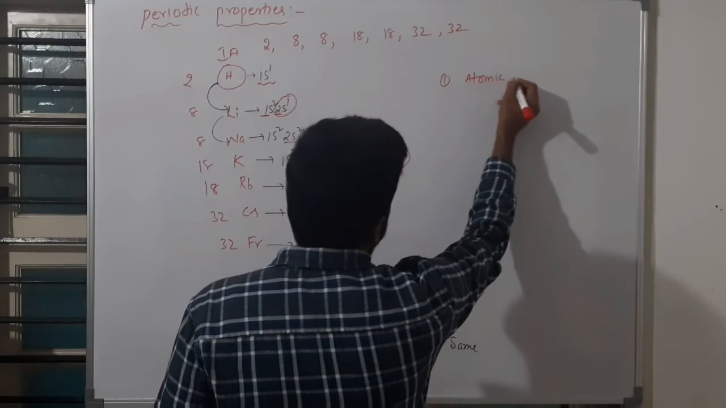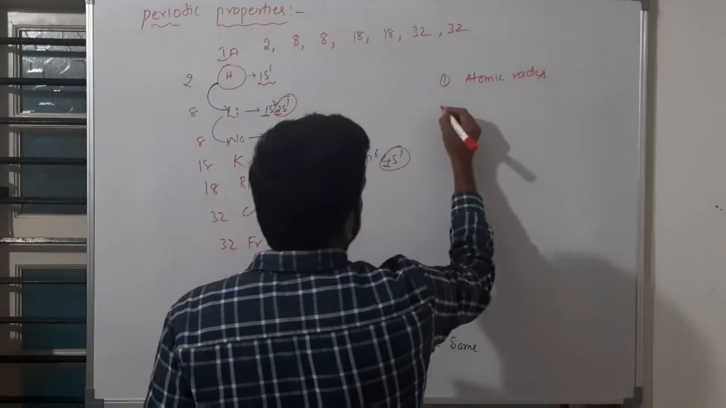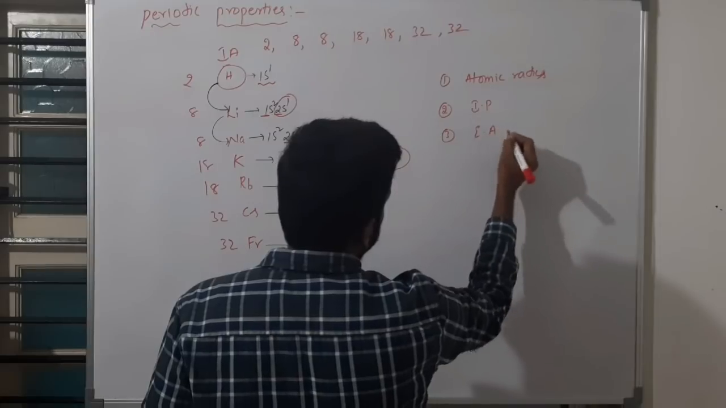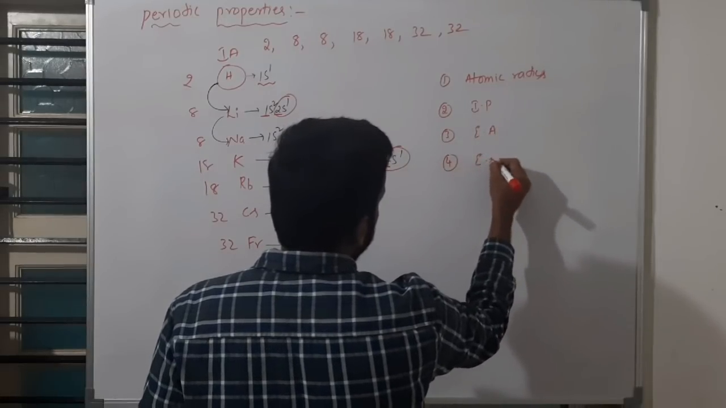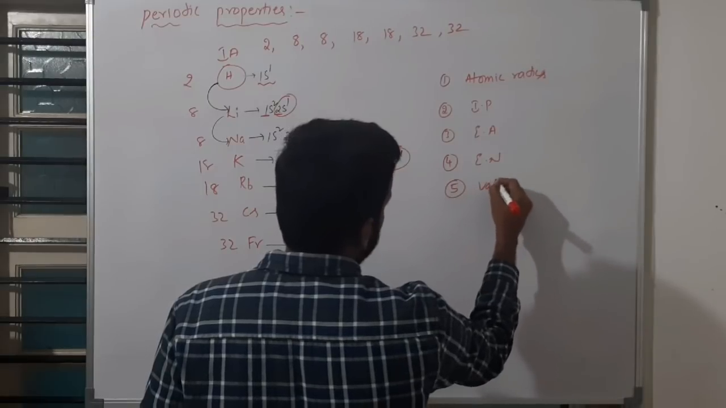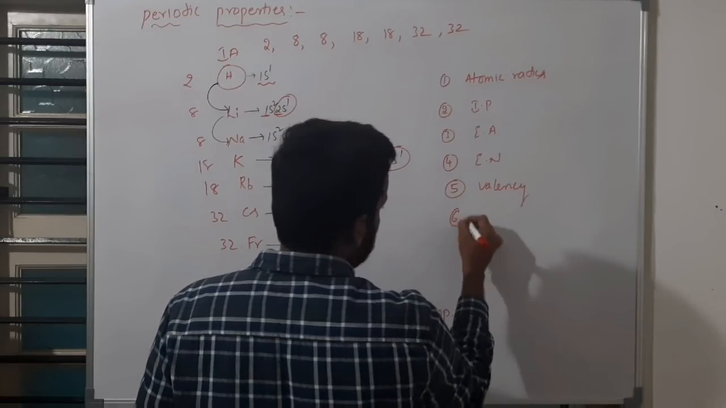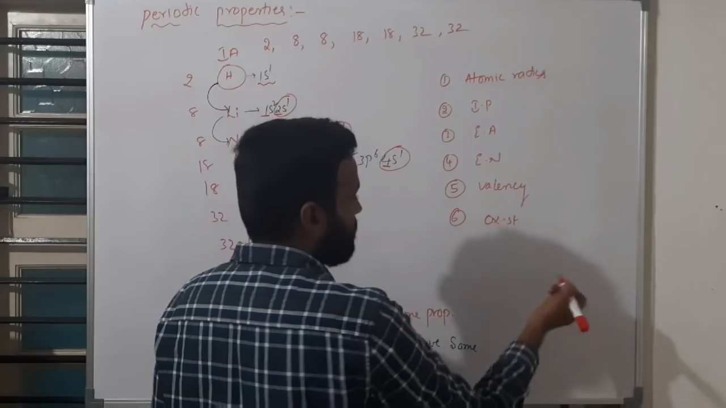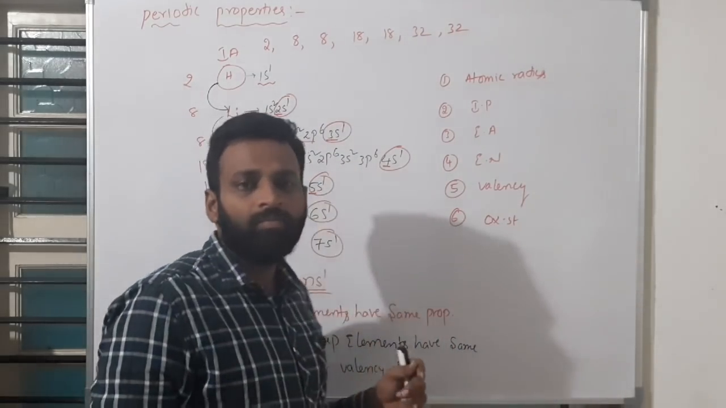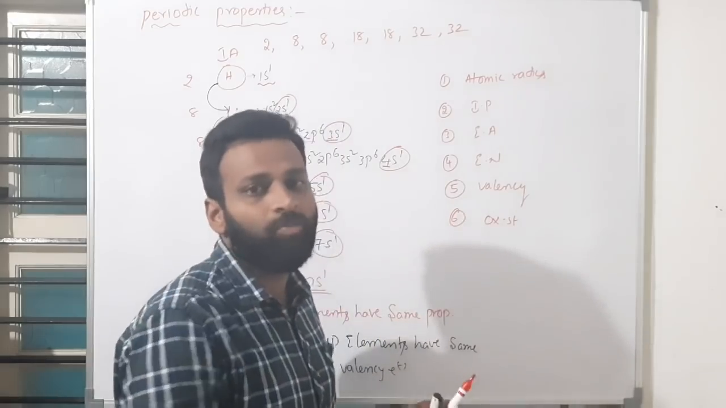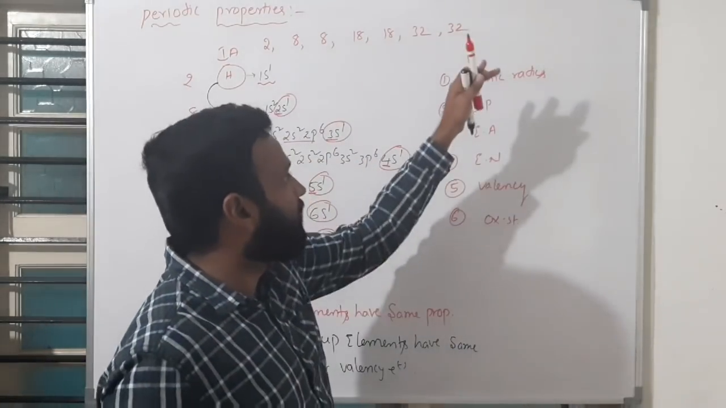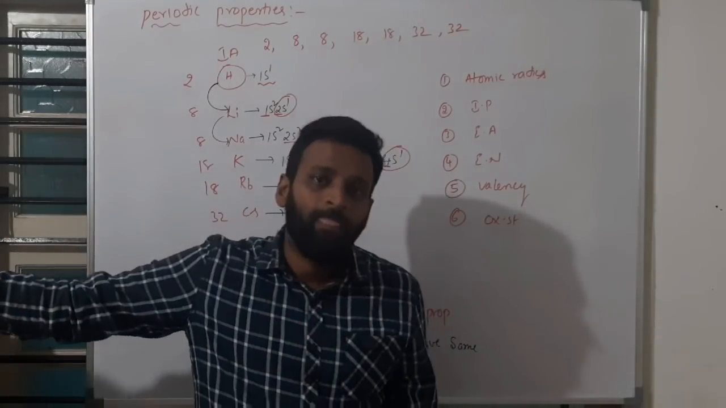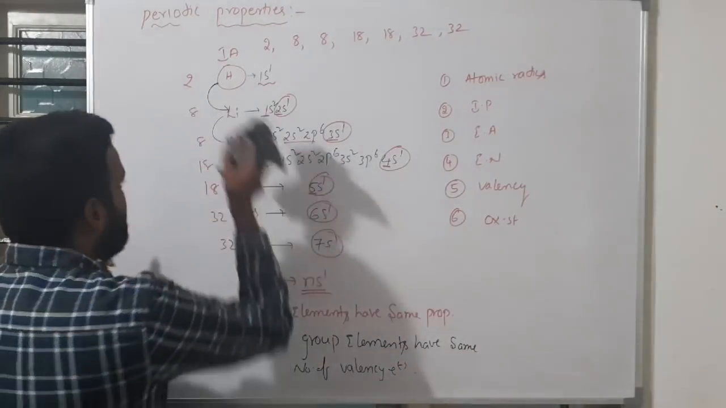First we have to discuss atomic radius. The second one is ionization potential. The third is electron affinity, and the fourth is electronegativity. The fifth is valency. The sixth, as I told you, is oxidation states. We will also discuss reducing ability and oxidizing ability, and acidic nature and basic nature. Like that we have periodic properties. One by one we will discuss; no need to write all at one place first. So first let's go for atomic radius.